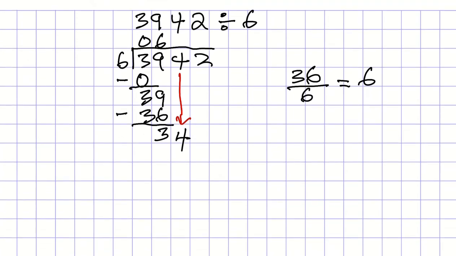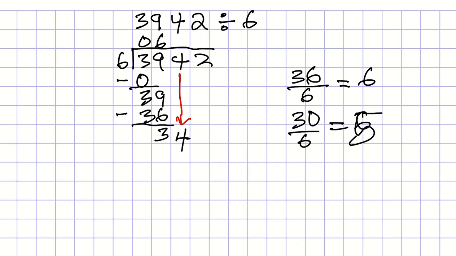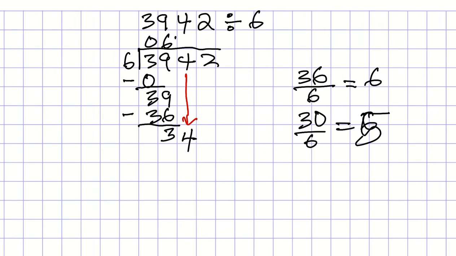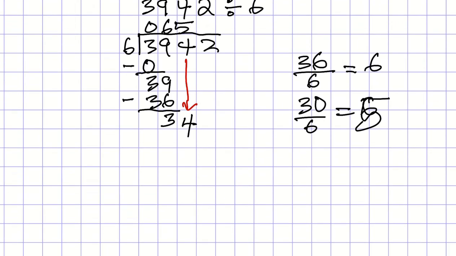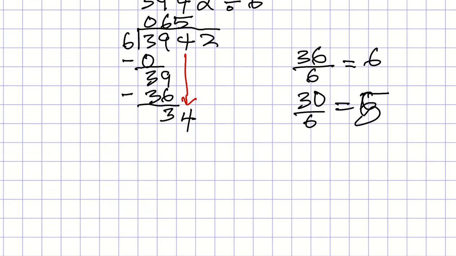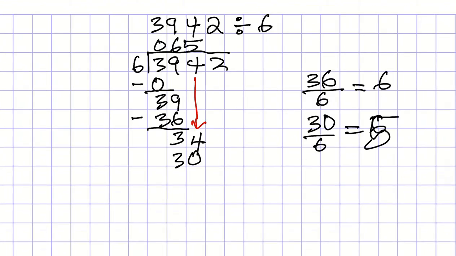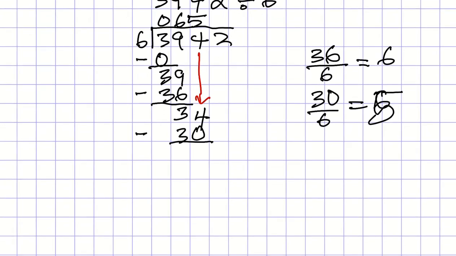34 divided by 6. Of course, we know it won't go. It will go, do 30. 6 will divide 30 to give you, I'm sorry, 5. So we'll put that 5 here. And we say 5 times 6 is 30. We'll put the 30 right there, and then we'll subtract. We get 4. So we'll bring 2 down, put 2 there.